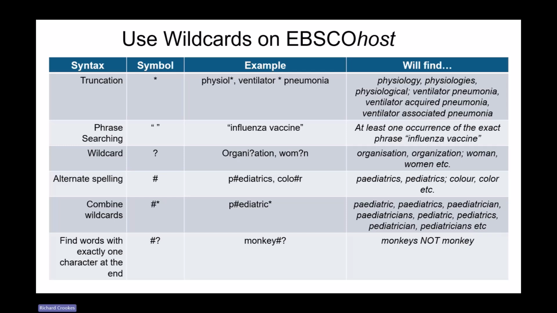There is another option here, probably not so well known or widely used. That is the means to find words with exactly one character at the end. So hash question mark at the end of monkey would find monkeys, not monkey. So again, you can use that as you feel necessary. So just some examples of wildcards that are available that can be used within the platform.